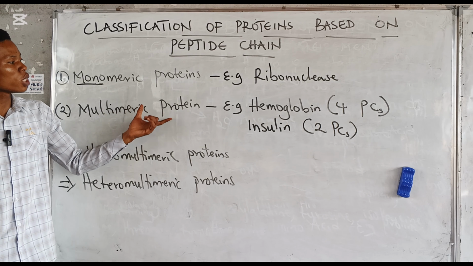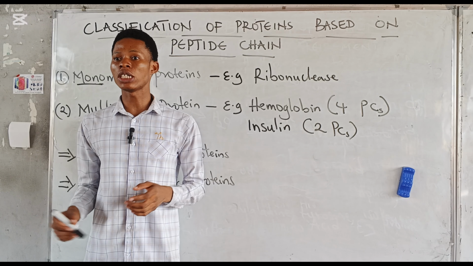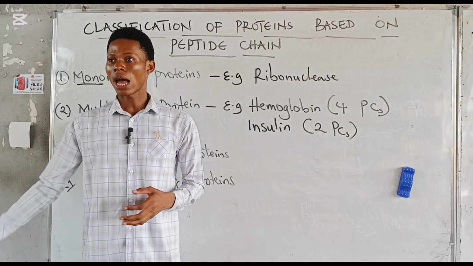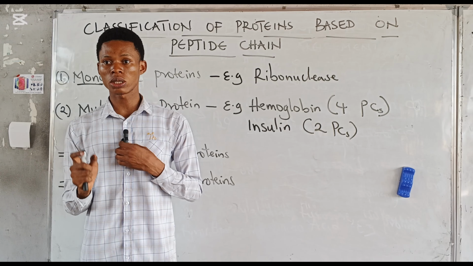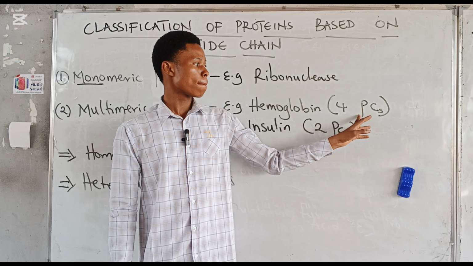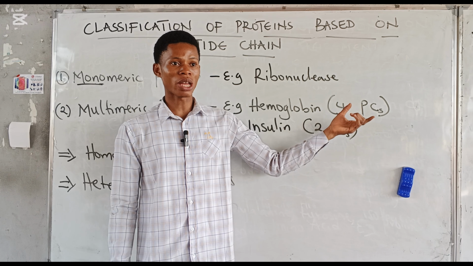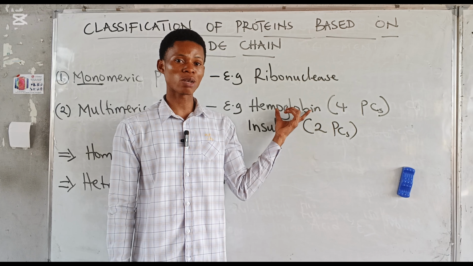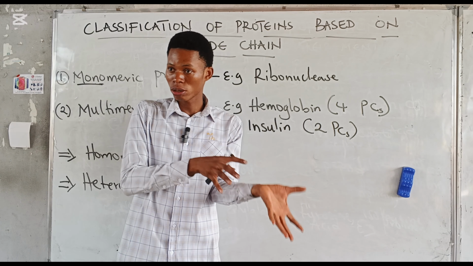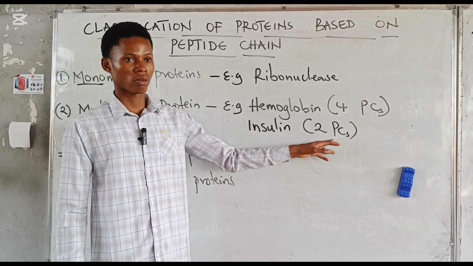Now, the multimeric proteins, examples are hemoglobin. Hemoglobin is a protein involved in the transport of what? Oxygen, right? It's found in red blood cell and is involved in transport of oxygen. Now, this hemoglobin has 4 polypeptide chains. It's a multimeric protein. It's a tetrameric protein. Tetrameric, having 4. Do you understand? Now, insulin has 2 polypeptide chains, A and B.